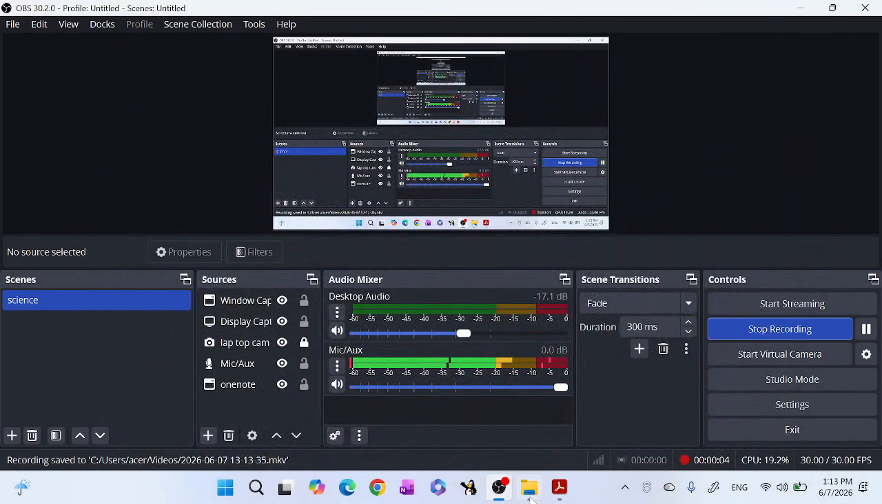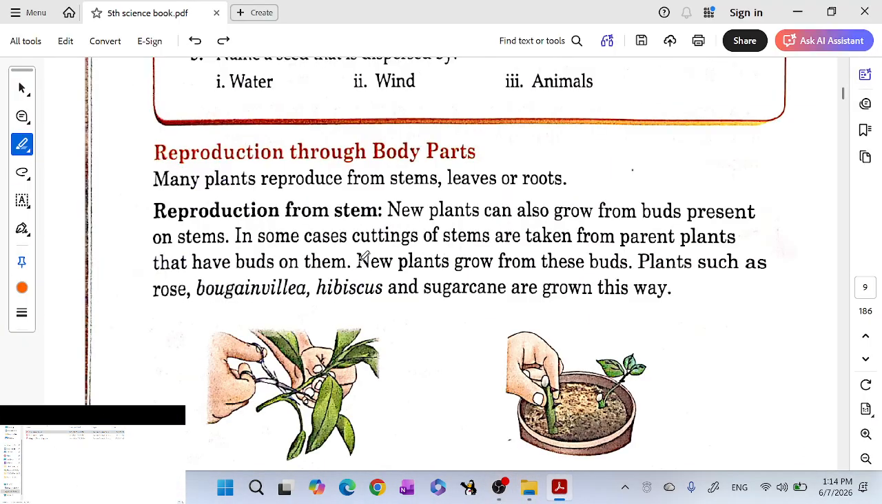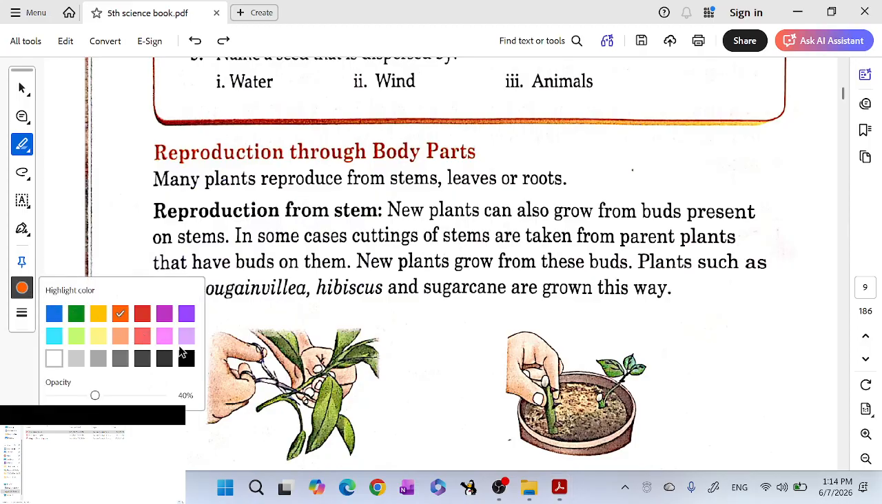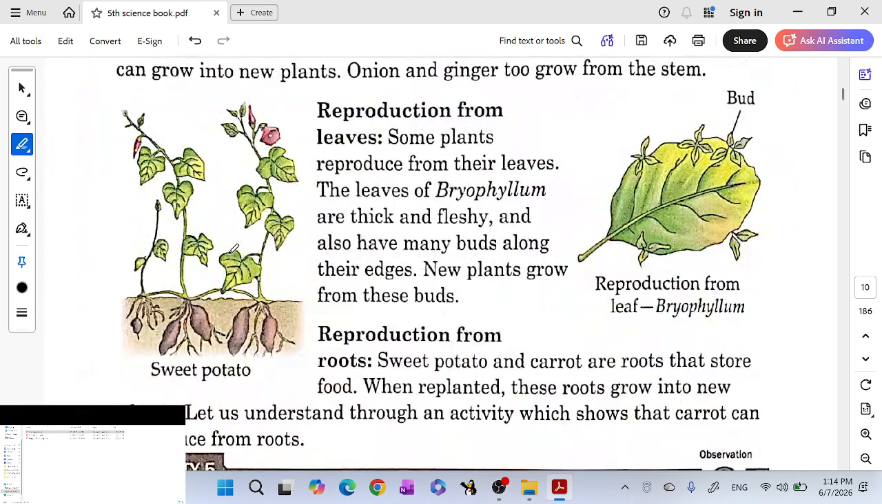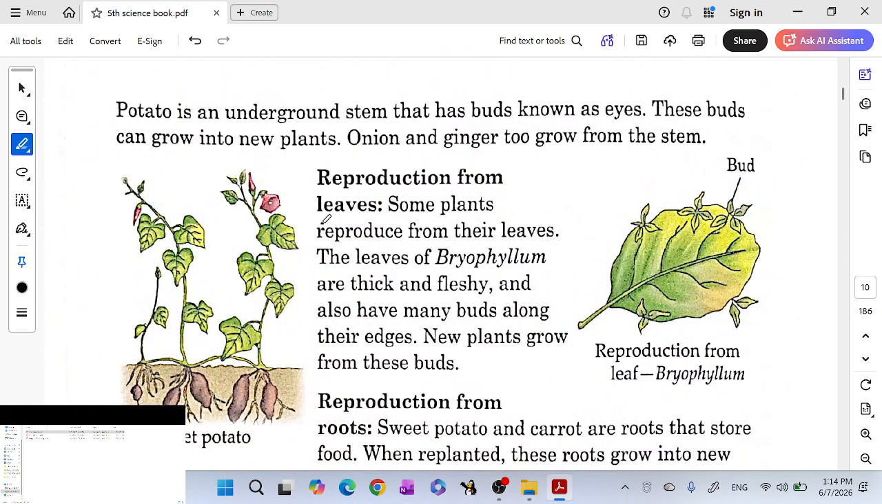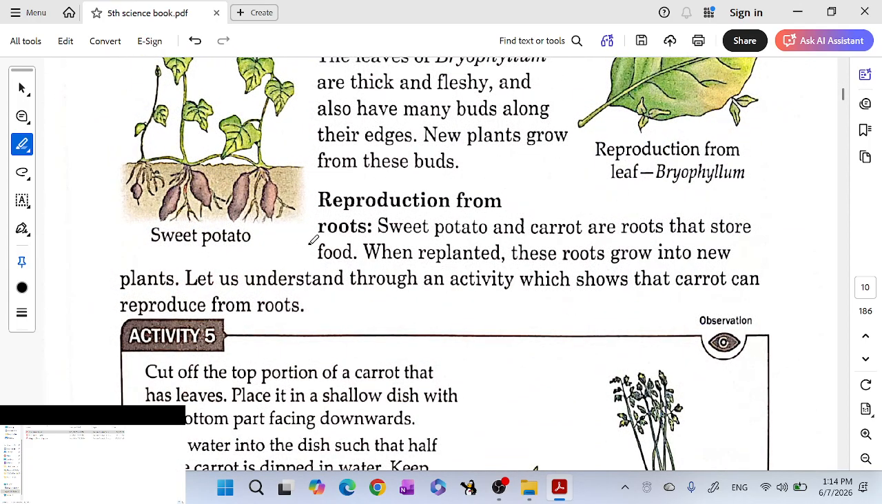In the previous class, we discussed dispersal of seeds. In this session, we are going to talk about reproduction through body parts of the plant. Reproduction happens with the stem in many ways. Next, reproduction from leaves, and reproduction from roots.